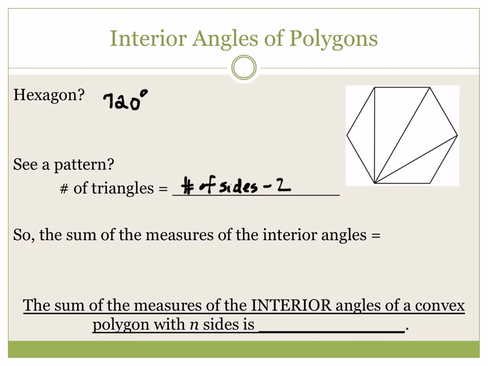So the sum of the measures of the interior angles is the number of sides minus 2 times what? 180. And if we call the number of sides n, then we could shorten this description down to say that it's n minus 2 times 180. Couldn't we? Yeah, it's a lot easier to write it that way.